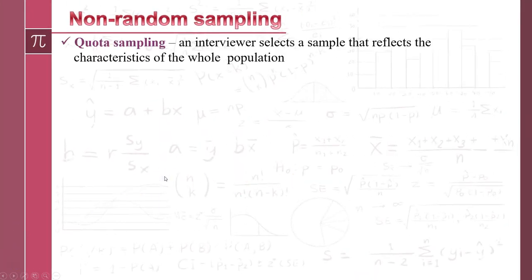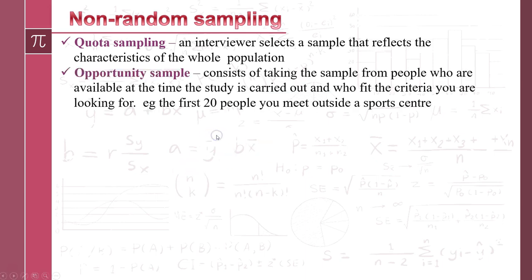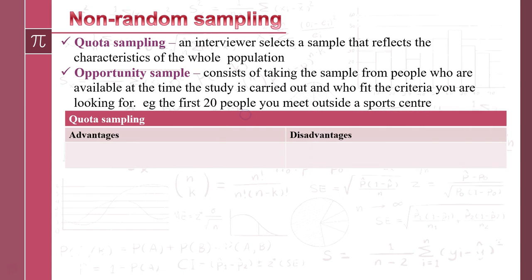Right. We mentioned random sampling. Now on to non-random sampling. Two versions here. First one being quota sampling, where an interviewer just selects a sample that reflects the characteristics of the whole population, just goes out and just selects people depending on certain characteristics. Or opportunity sampling, which is you just go somewhere, for example, you might just select the first 10, 15, 20 people, however many you need, at a certain location.